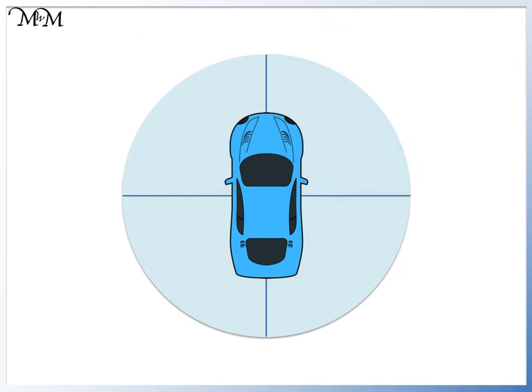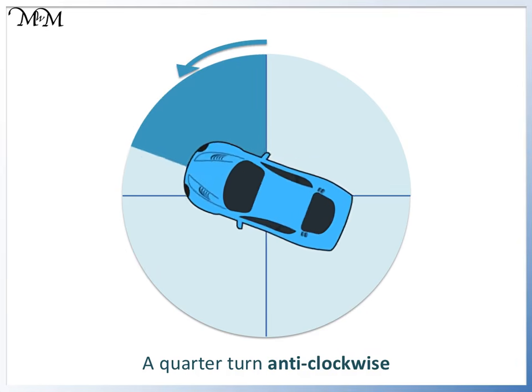This time, the car will take a quarter turn anti-clockwise. So the car will turn in this direction. This is the opposite direction to the hands of a clock. The car takes a quarter turn in this direction.